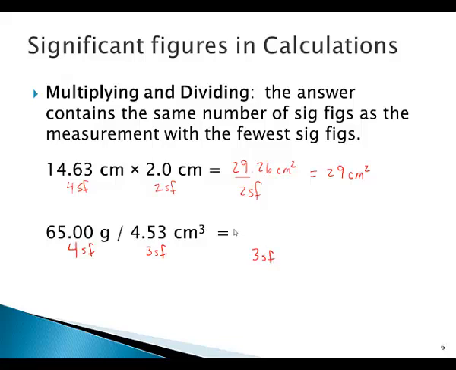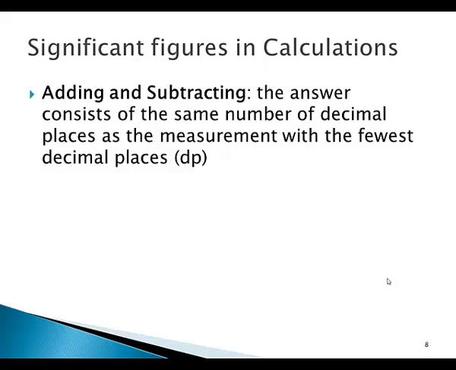Our calculator, of course, would give an answer of 14.34878587 grams per centimeter cubed. And since we only need 3 significant figures, this is a 4, so we would just record our final answer as 14.3 grams per centimeter cubed. Okay, so this is an example of multiplication and division with significant figures. Let's go on to addition and subtraction.